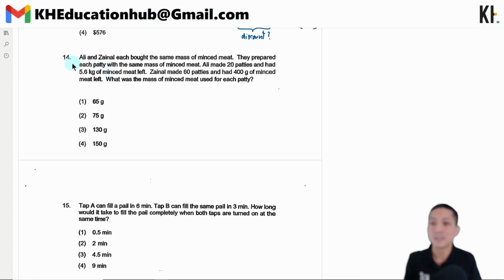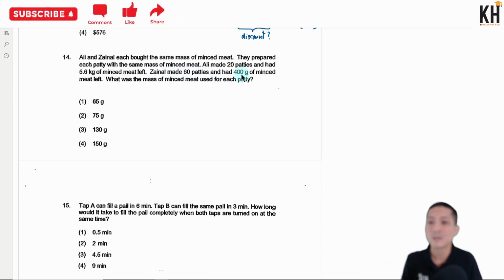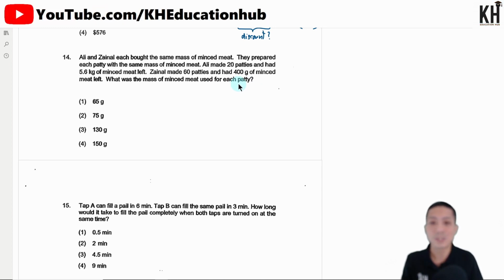Okay, question 14. Ali and Zainal each bought the same mass of minced meat. They prepared each patty with the same mass of minced meat. Ali made 20 patties and had 5.6 kg of minced meat left. Zainal made 60 patties and had 400 grams of minced meat left. What was the mass of minced meat used for each patty? This question sounds confusing. Let us try to draw the model first.